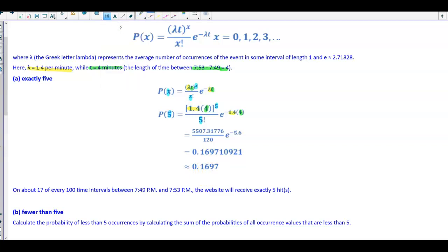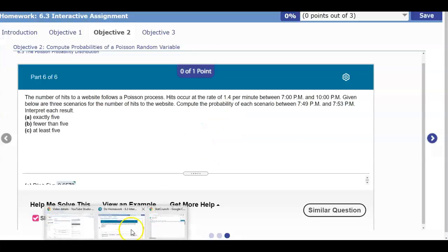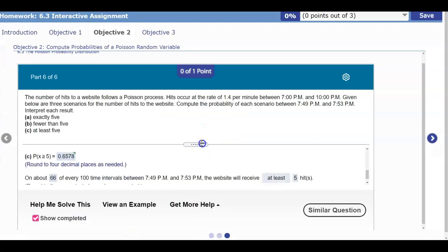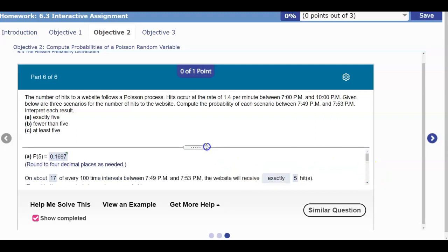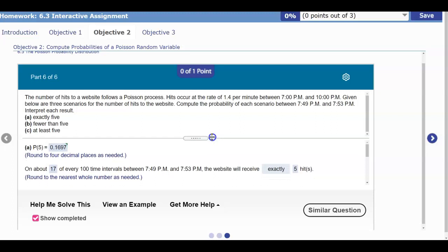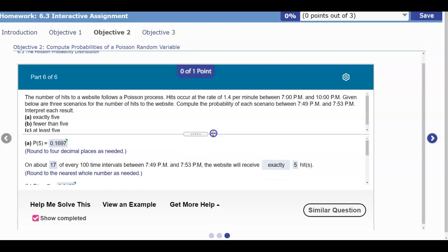Now, if we want to write that as a fraction rounding to 2 decimal places, we would round this to 0.17, which then equals 17 over 100. In order to interpret this, we would say on about 17 of every 100 time intervals between 7:49 p.m. and 7:53 p.m., the website will receive exactly 5 hits. So going back to our answer here, let me go back to the result of part A, 0.1697. And again, on about 17 of every 100 intervals, it gives us the following result.